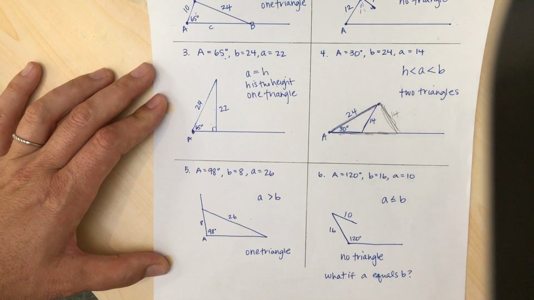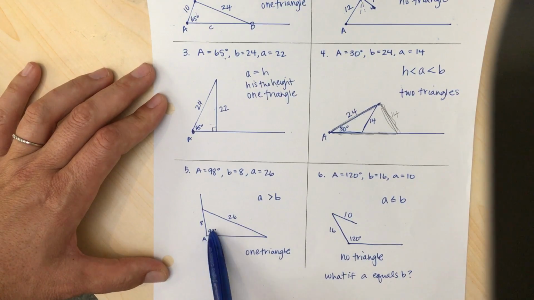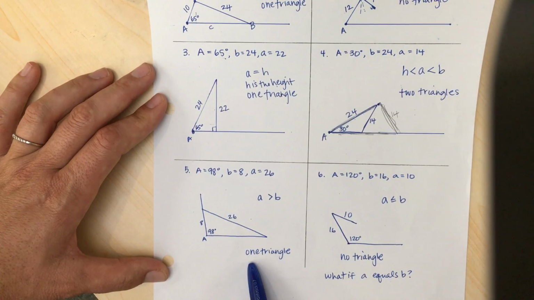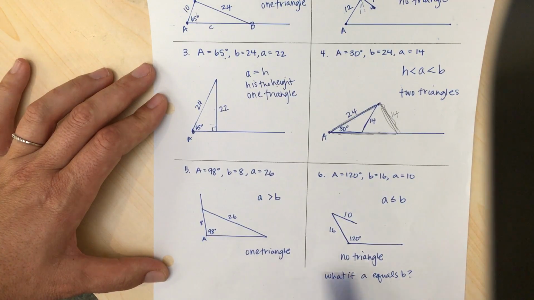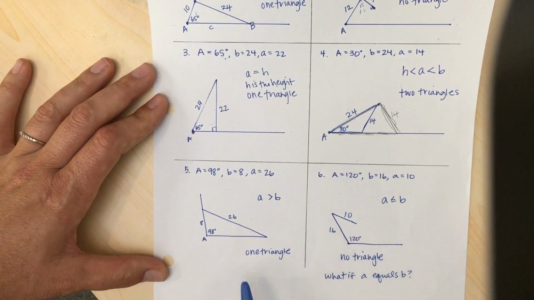Okay, so now you're looking at 5 and 6, which we did not do in class, but they are good examples that you can use as well. It just gives you an obtuse example of a 1 triangle. So this is like number 1, except the angle's obtuse instead of acute. Number 6 here is another example of where no triangle is possible, but with an obtuse angle. So these you could just copy down to have 2 more examples, but I did not have people in class do them.